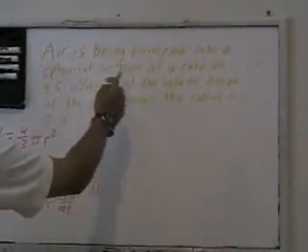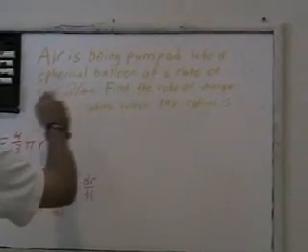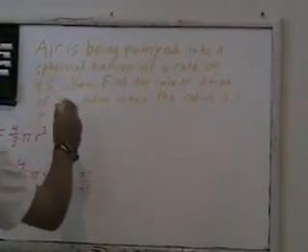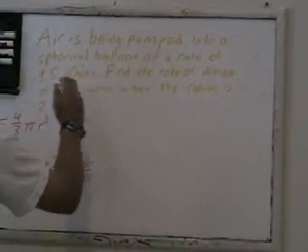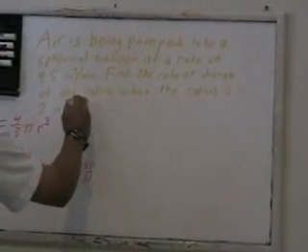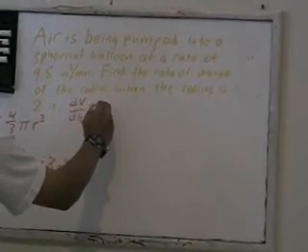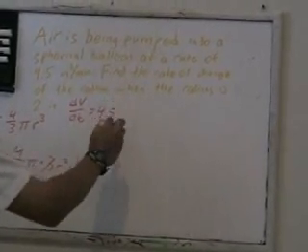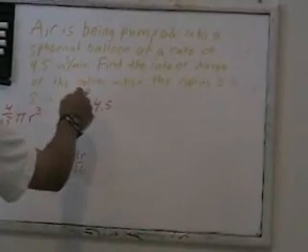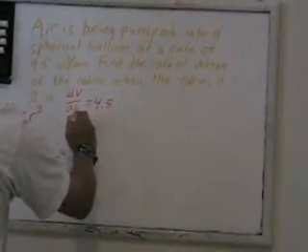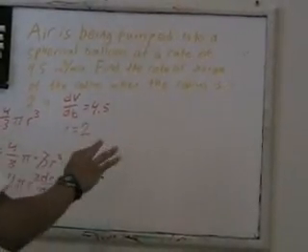Air is being pumped into a spherical balloon at a rate of 4.5 cubic inches per minute. Now, this gives us dV/dt, the rate at which the volume is changing. So, dV/dt is equal to 4.5. Find the rate of change of the radius, so we're finding dr/dt, when the radius is 2 inches. So then, r equals 2.